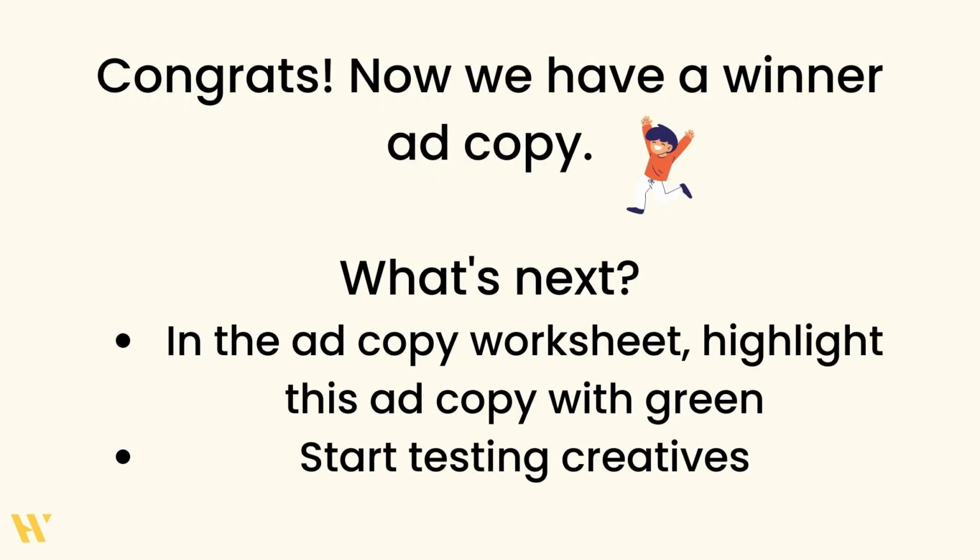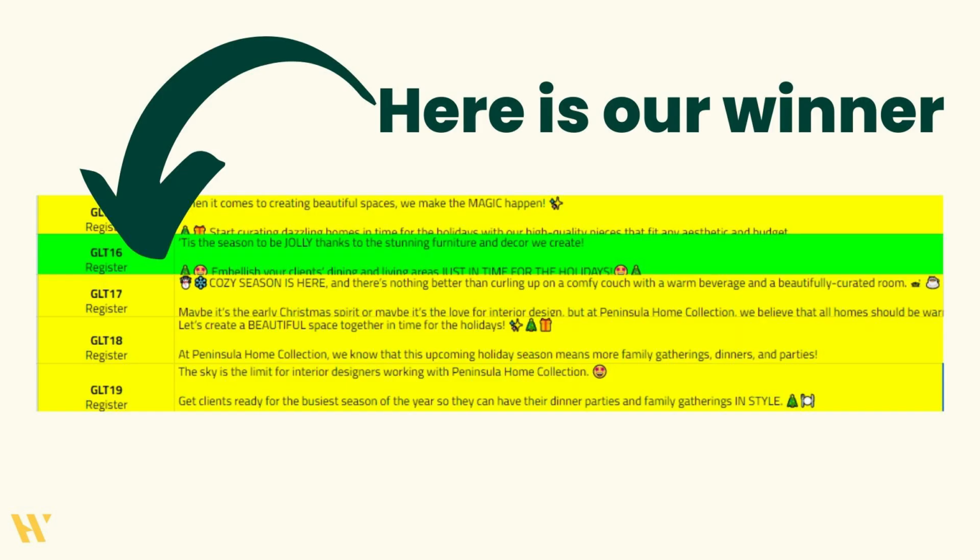What's next? Don't forget to go back to the ad copy worksheet and highlight the winning ad copy with green, and then we can start testing creatives. This is the ad copy worksheet. You can see I highlighted GLT 16 with green because it was the winning ad copy. And then we are going to set up a creative testing only using GLT 16.